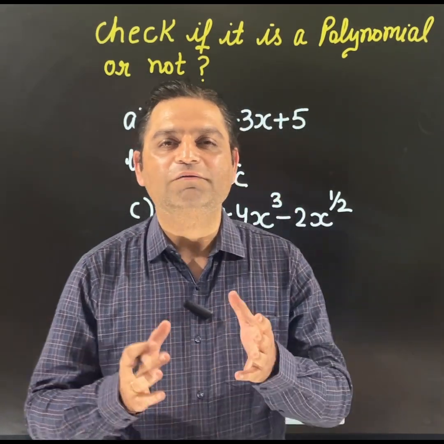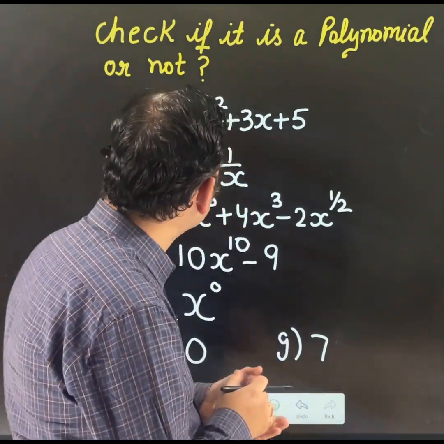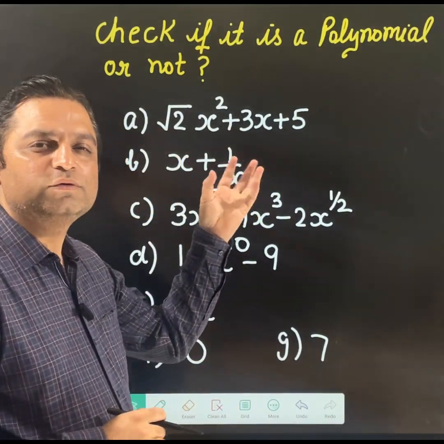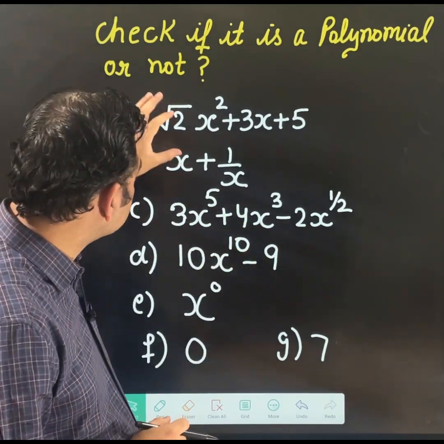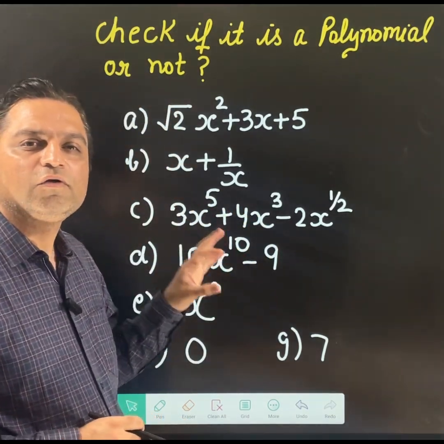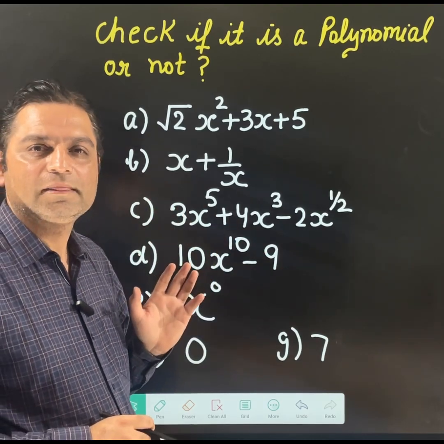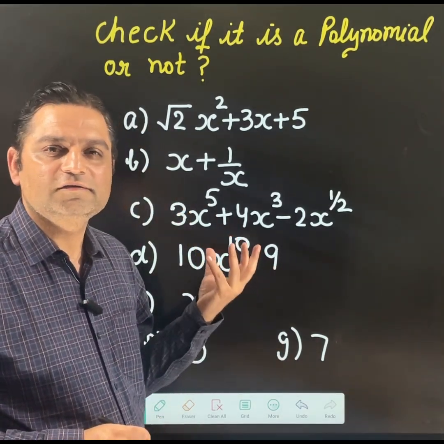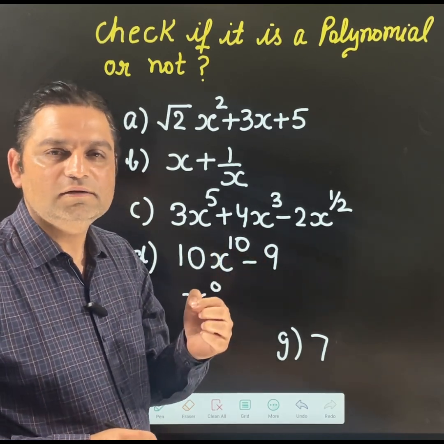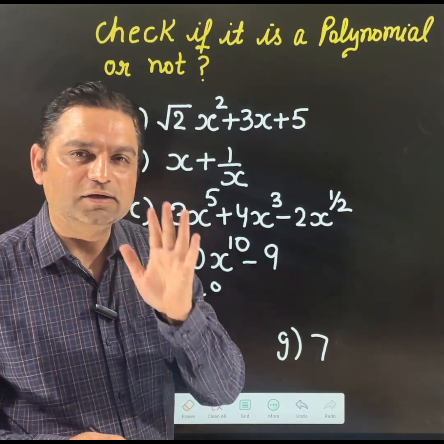Today's lecture is going to be very interesting. Today we are going to do few questions of polynomial where we need to check whether given expression forms a polynomial or not. There are total A to G parts. One by one we will discuss every part. But before that, one concept should be clear to everyone.